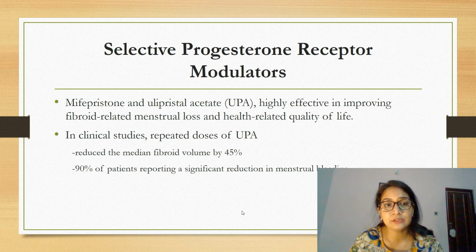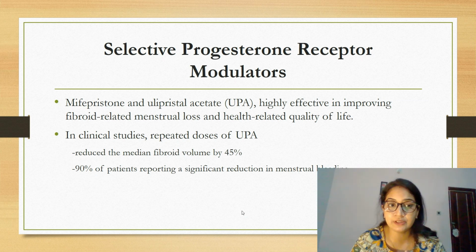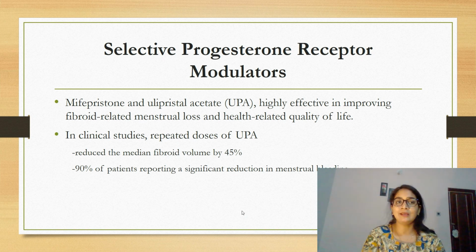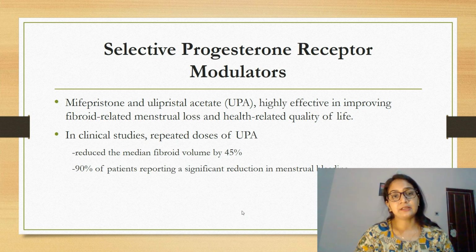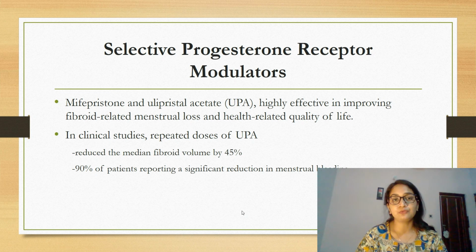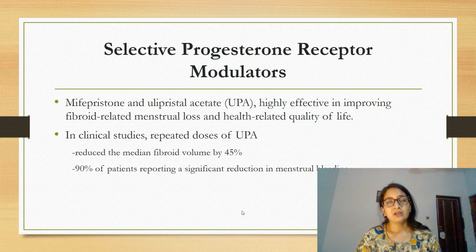And recently, ulipristal acetate was launched, which is a SPRM, selective progesterone receptor modulator. It decreases the main fibroid volume by 45%, and there is a significant reduction in blood loss. But the only thing about ulipristal acetate is that it's very costly, and it has a problem with the liver enzymes. So women who have a history of liver disease are usually never given it. Another thing we can try is mifepristone, but it is very less used. We usually don't give mifepristone.